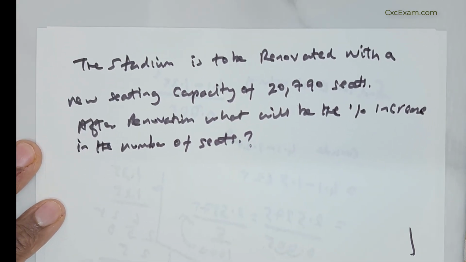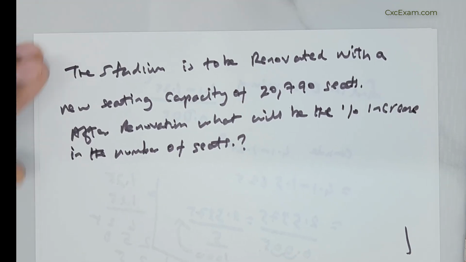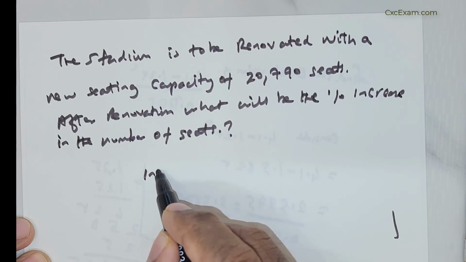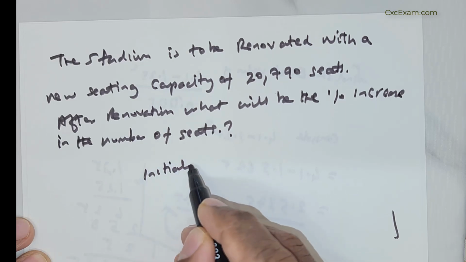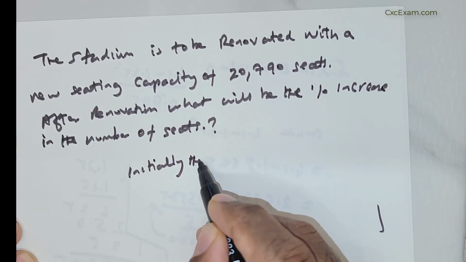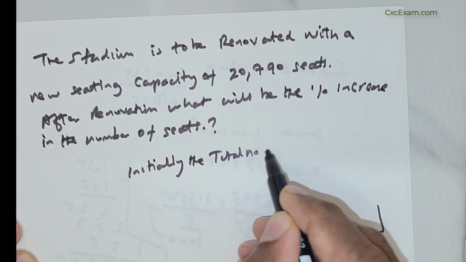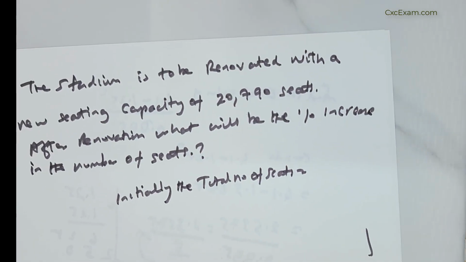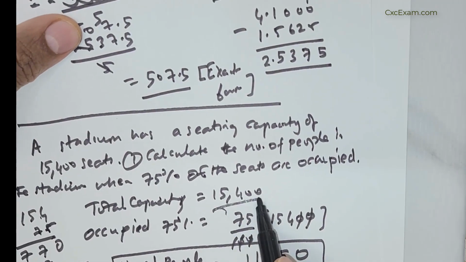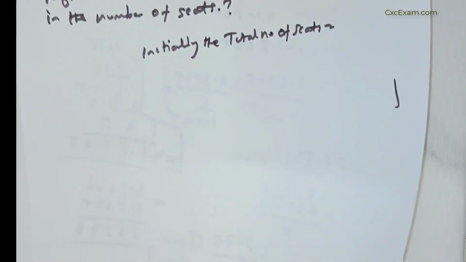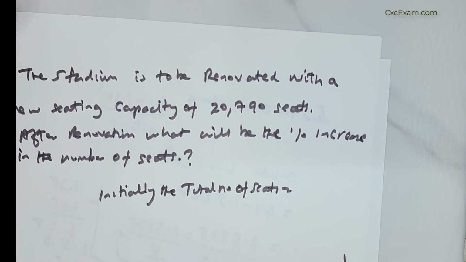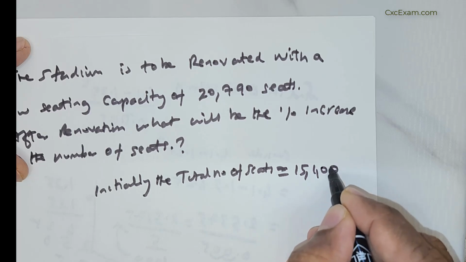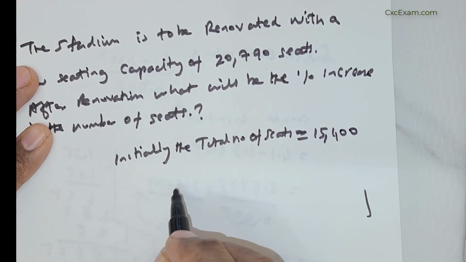Okay, so we will have to find that. Now the initial number of seats is how many? How many seats are there initially? The total number of seats is equal to, the stadium has how many seats? It's been given, 15,400 seats. Okay, so this is equal to 15,400 seats.